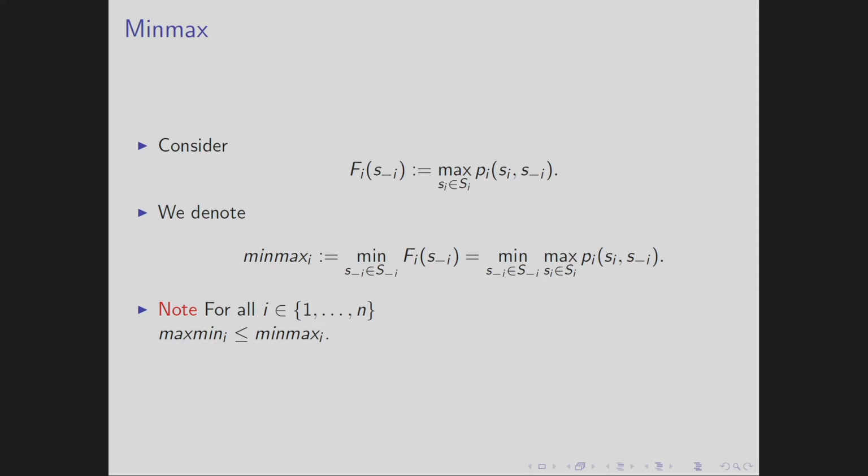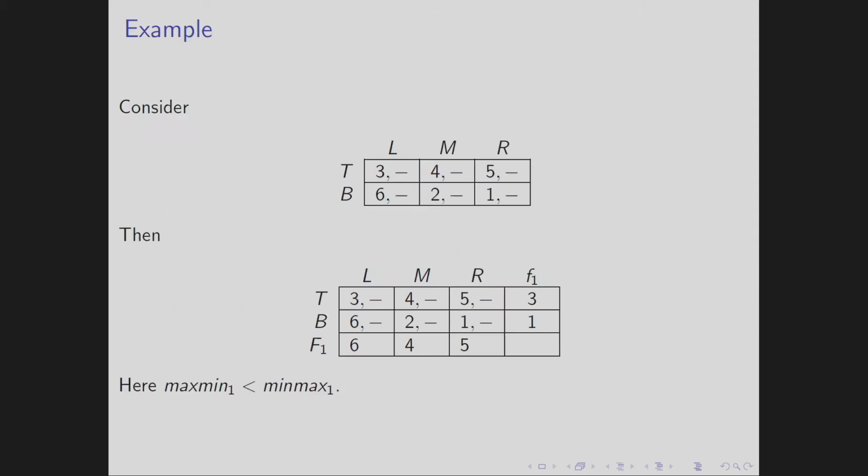So we get a different number, which is min-max. And these numbers can differ. In general, there is only this dependence, that max-min is different than min-max. Here is an example that, in fact, this can be strictly less. So I will illustrate on this example how to calculate these numbers.